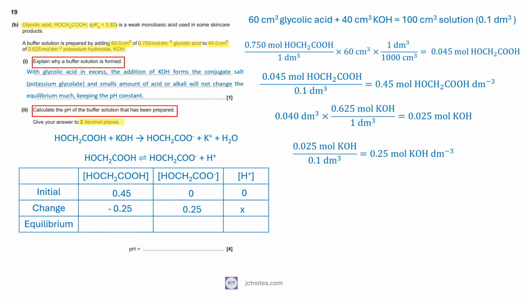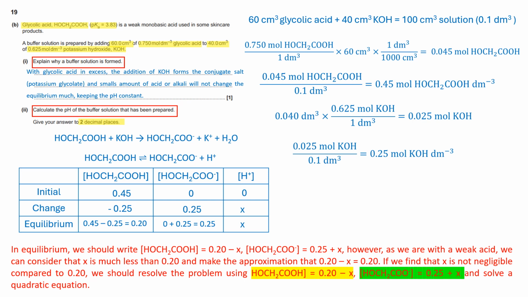We now calculate the concentrations in equilibrium, by adding the two previous rows. We are making the approach that, as the acid is a weak acid, the value of X is much lower than 0.20. If this was not the case, we will need to use the concentrations put in the red note and work in the same way, but this will result in a quadratic equation.